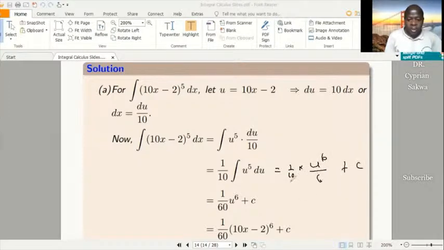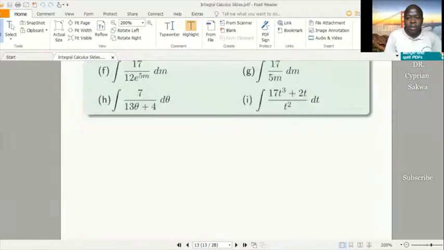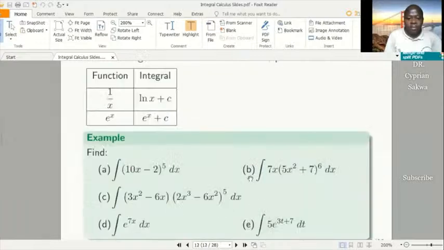From this step, you can see how I got 1 out of 60, raised to 6 plus 2. So you only need now to substitute your u here with the equivalent. u was 10x minus 2, and this becomes your final answer. It's very easy doing integration so long as you know the steps. Now let's look at the next example that we're supposed to do.